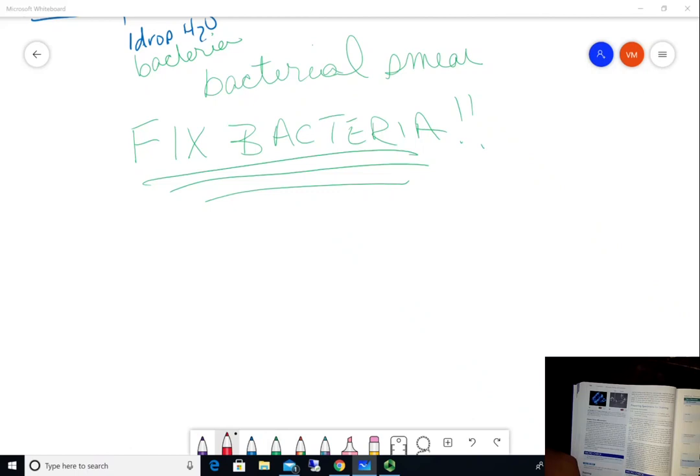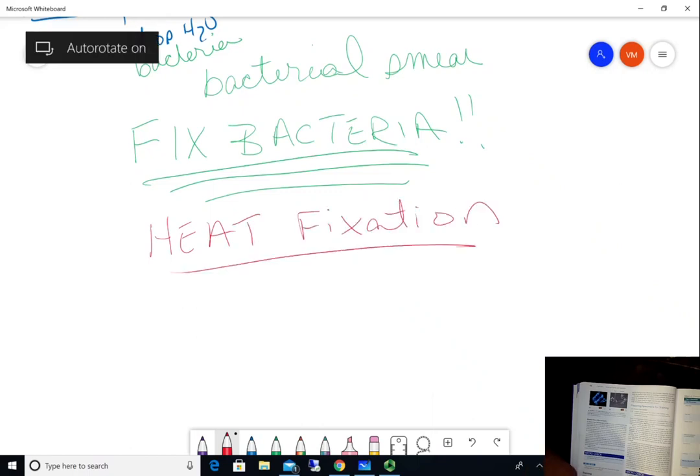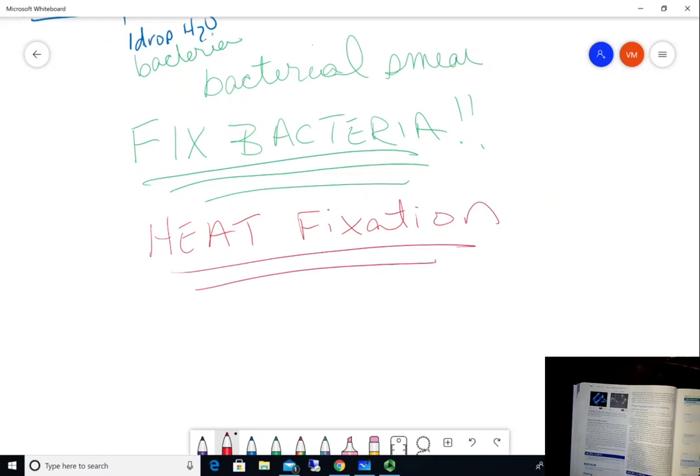Okay, so what are we doing when we fix our bacteria? It's called heat fixation. So basically you take a Bunsen burner. Let me see if I can find something online about that.